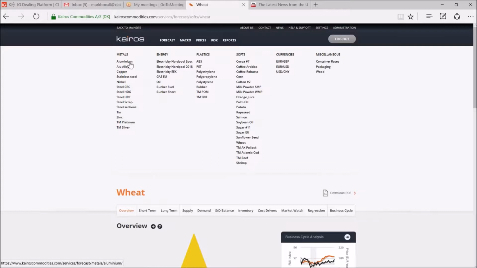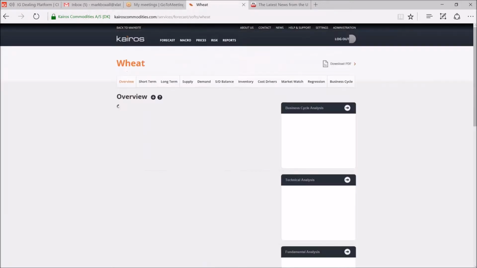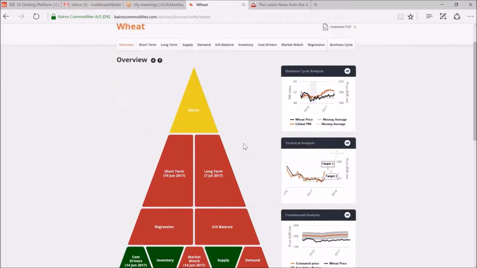We're going to concentrate today on the forecast model because that's where we see the most power in the system. Underneath here are all the fully forecasted commodities, about 60. Welcome to the Kairos triangle, shown for every commodity.